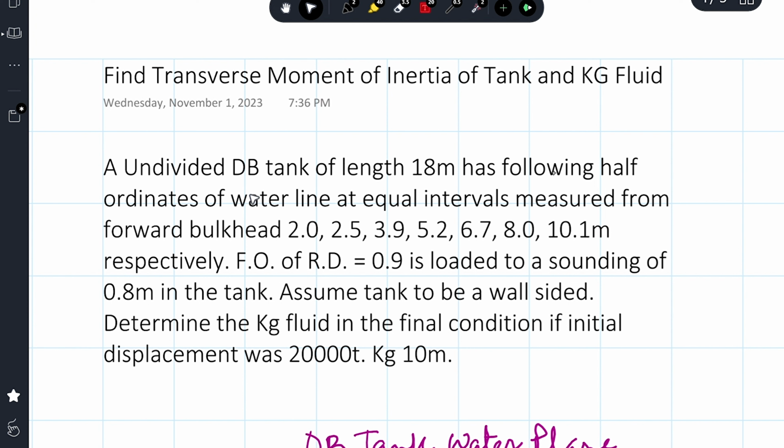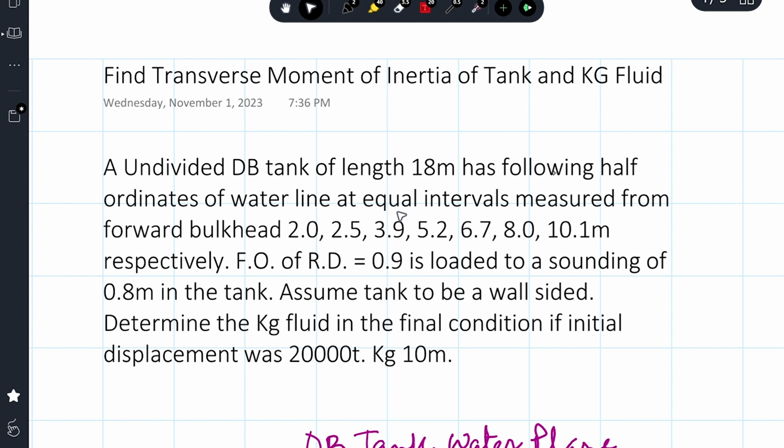An undivided DB tank of length 18 meters has the following half ordinates of waterline at equal intervals measured from the forward bulkhead: 2.0, 2.5, 3.9, 5.2, 6.7, 8, 10.1 meters respectively. Fuel oil of RD 0.9 is loaded to a sounding of 0.8 meter in the tank. Assume the tank to be wall-sided. Determine the KG fluid in the final condition if the initial displacement was 20,000 tons and the initial KG 10 meters.